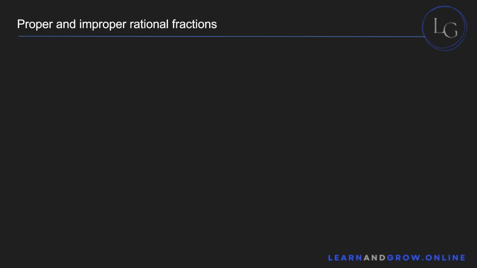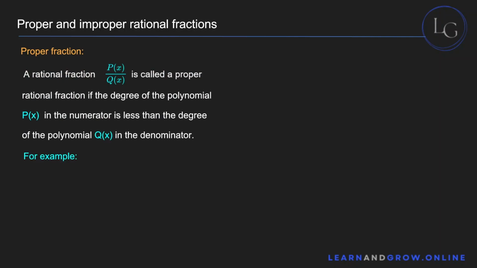So let's discuss proper and improper rational fractions. Basically, you have this rational fraction P of x over Q of x. It will be a proper rational fraction if the degree of the polynomial P of x in the numerator is less than the degree of the polynomial Q of x in the denominator, which really means that the highest degree of the variable x in P of x must be less than the highest degree of the variable x in Q of x.